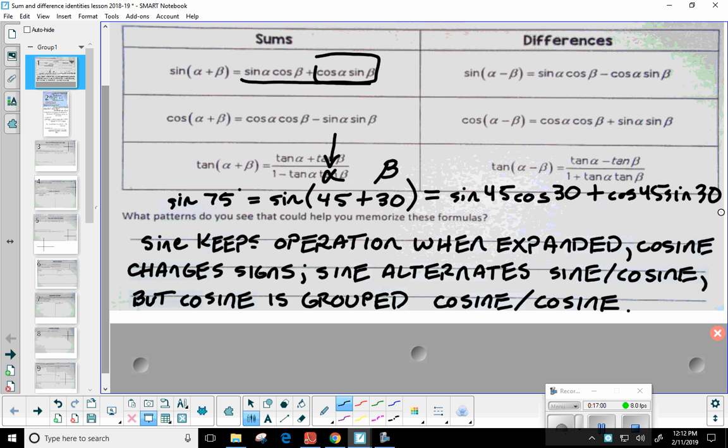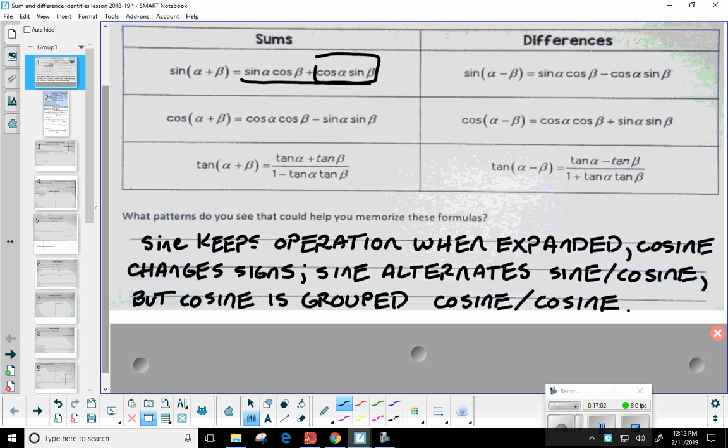Now, you'll notice, I want to go ahead and show you very quickly, tangent of alpha plus beta, tangent of alpha minus beta, the form itself is always going to be the same. You'll notice up top in the numerator, you've got tangent alpha, tangent beta. That is exactly what you have over here when you're subtracting. Down in the denominator, you have a 1, tangent alpha times tangent beta. Over here, 1, tangent alpha, tangent beta. But what's the difference between the sum and the difference for tangent?